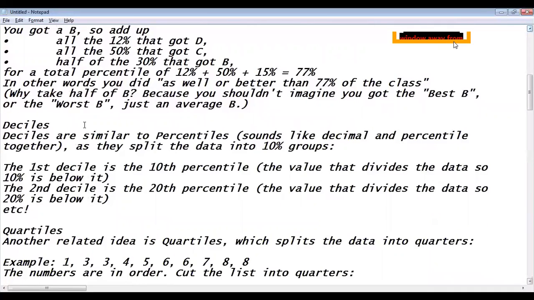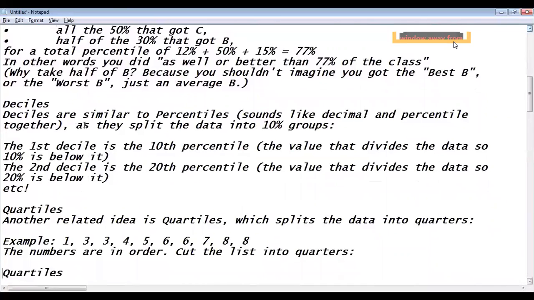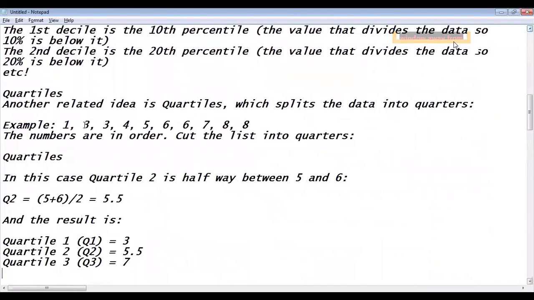Next is quartiles. So quartiles is nothing but quarter. So what is a quarter? Quarter is 25% of the 100%, correct? So that is the definition of quartiles. So another related idea is quartile, which splits the data into quarters.